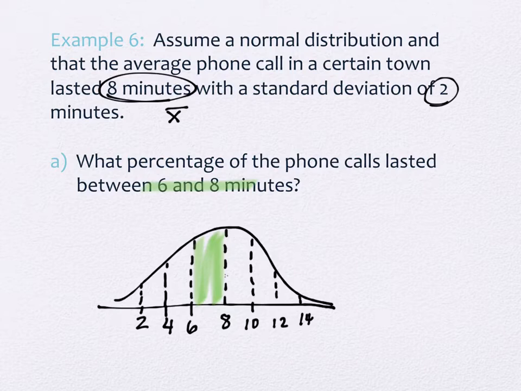It's half of 68. Yeah, so it would be 68 if it went from 6 to 10, right? Yes. But a normal distribution is symmetric. It's symmetric around the mean. So half of the 68, namely 34, would be on the left side between 6 and 8, and the other half between 8 and 10. So this ends up giving me 68 divided by 2, or 34%. So our answer is 34% of the phone calls are between 6 and 8 minutes. Okay, are we good with that?